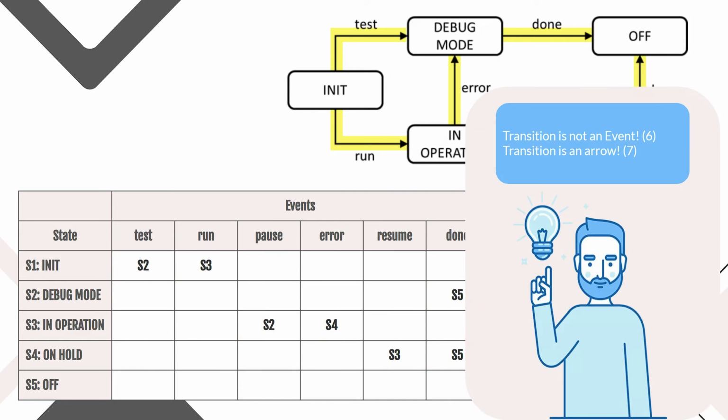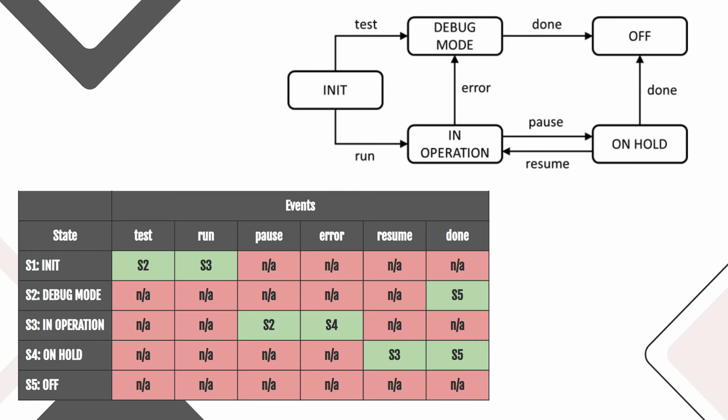Once again, we want to emphasize that transitions are not events. What is clearly visible in this example? There are 6 events, but 7 transitions. Transitions are arrows. In contrast to the state transition diagram, the state table explicitly shows invalid transitions, which are represented by empty cells.